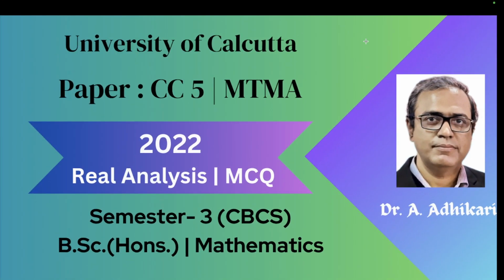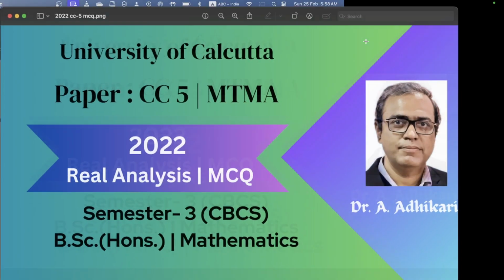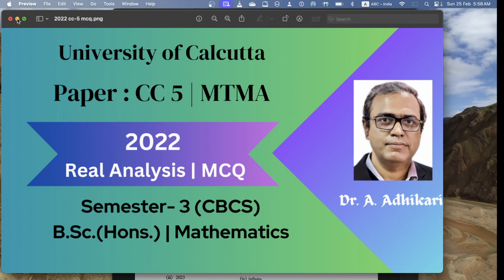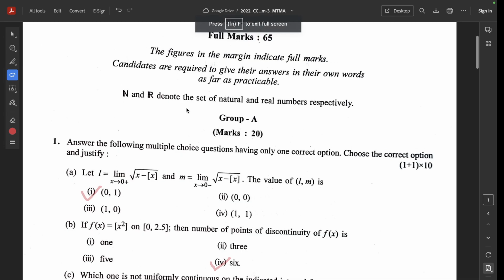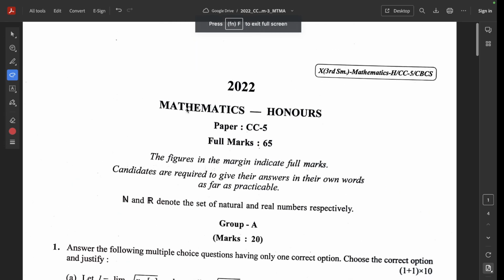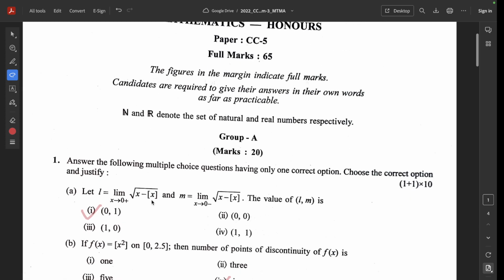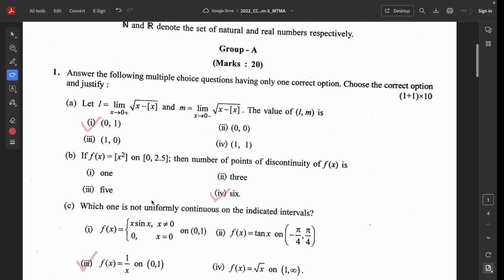Now we discuss the MCQ of the paper CC-5, 2022 Mathematics Honors Semester 3, University of Calcutta. Question paper 2022, Group A, question 1A.